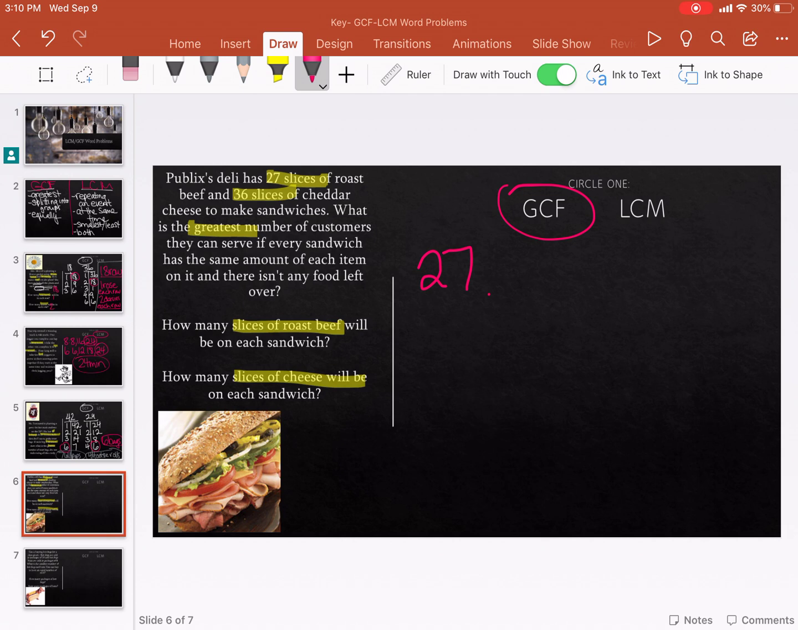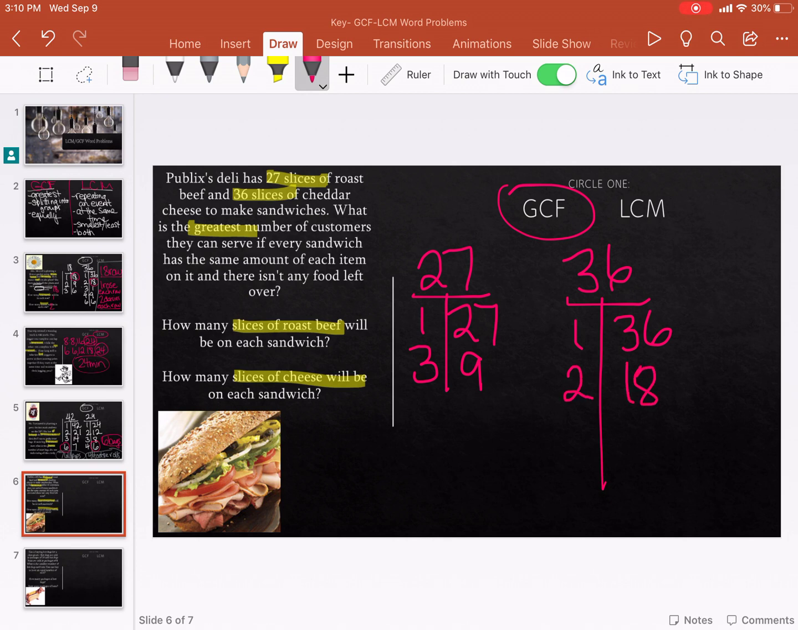So 27, 36. 1 and 27, 3 and 9, 1 and 36, 2 and 18, 3 and 12, this one has a bunch, 4 and 9, and 6 and 6. Okay, so let's look. 1 and 3 are the same, but also 9 is the same. So 9 is our GCF.